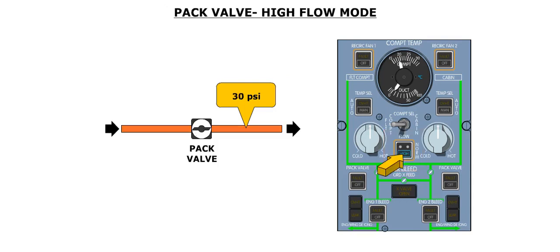When the flow push button is pressed in, both pack valves will deliver 30 psi of pressure to the packs. The HIGH caption in the push button illuminates blue. The increase in air pressure available to the packs will increase the flow of conditioned air produced by the packs. In other words, more airflow coming in will mean more airflow going out.